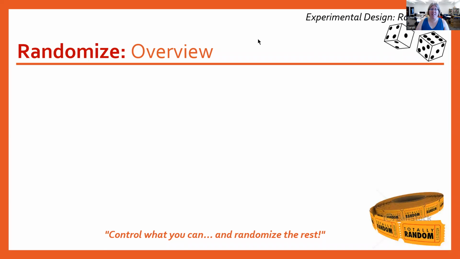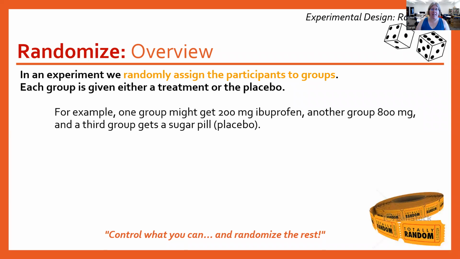The three principles of experimental design are randomize, control, and replicate. So we're going to start with randomize. We've already talked about how important a random sample is because that'll give you a sample that's representative of your population. With experiments, we're going to add a second form of randomizing, and that's that we're going to randomly assign our participants to groups. And then each group is either going to be given a treatment or the placebo.